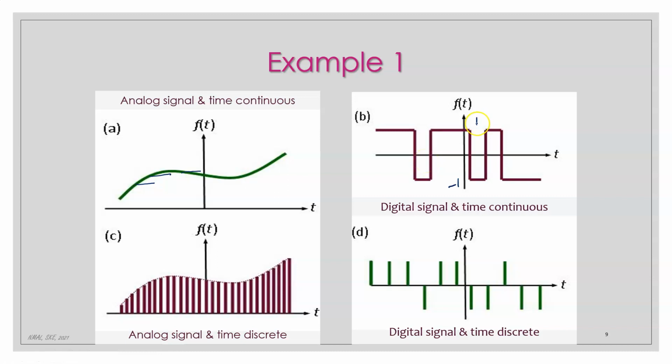If you want to put 5, then you can put 5. Okay, so it has only two values here, at every single time. So that is digital signal and time continuous. Another one is analog signal and time discrete.